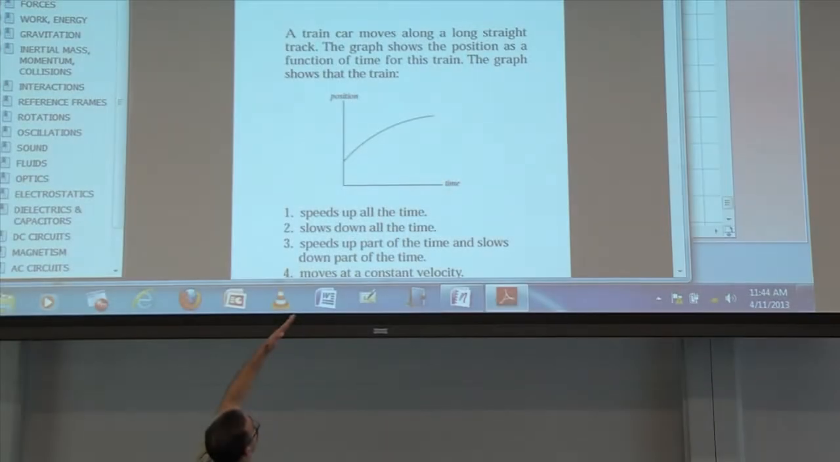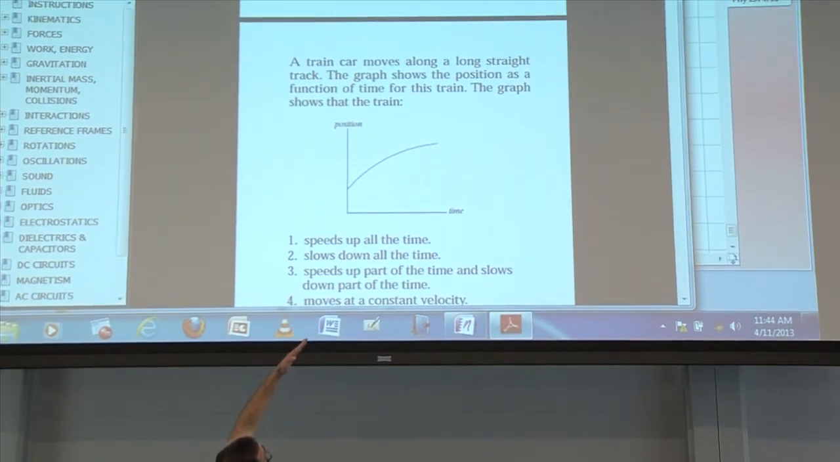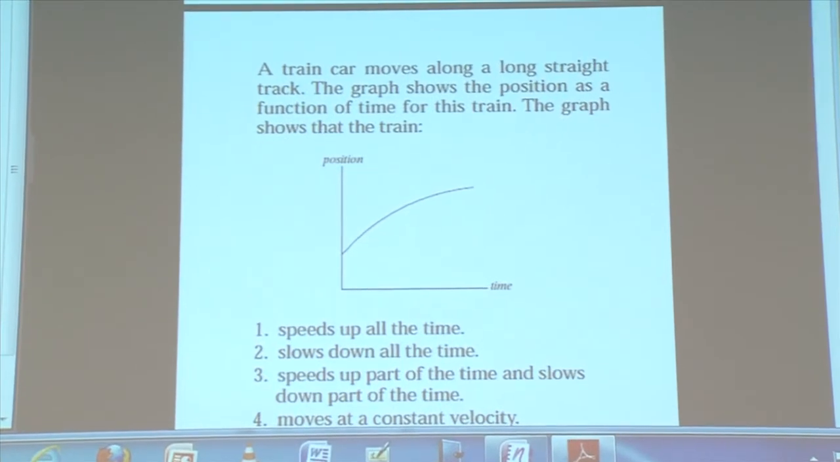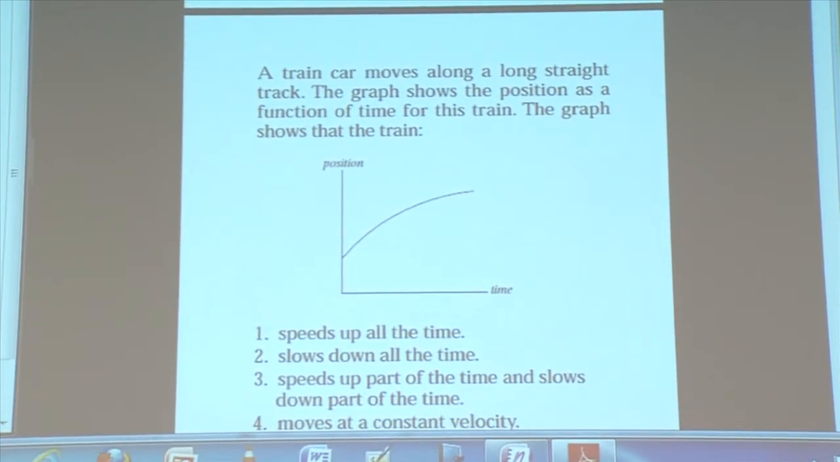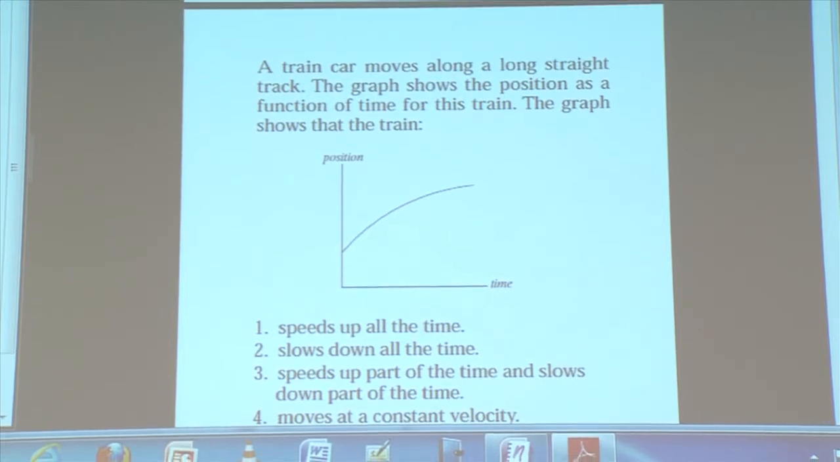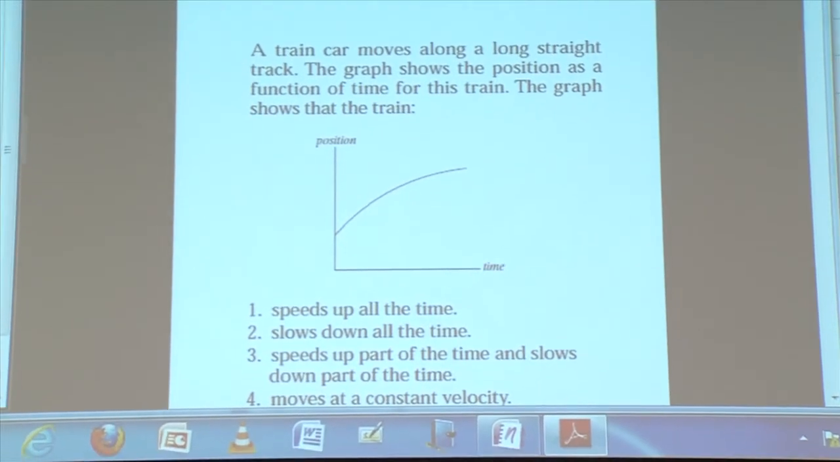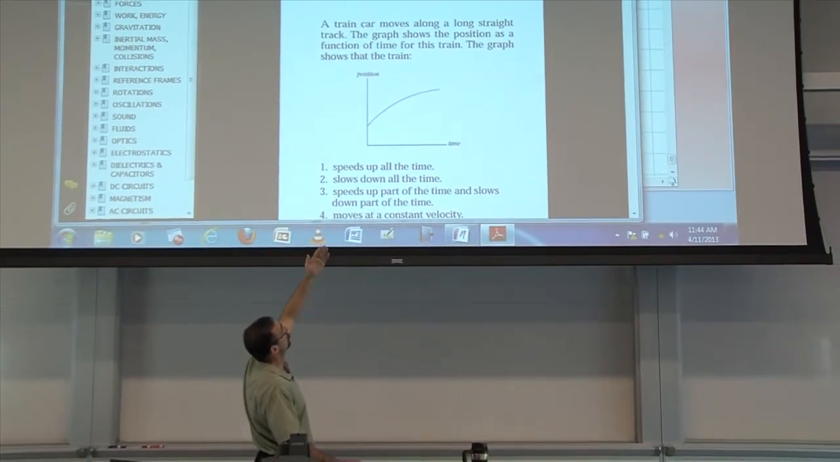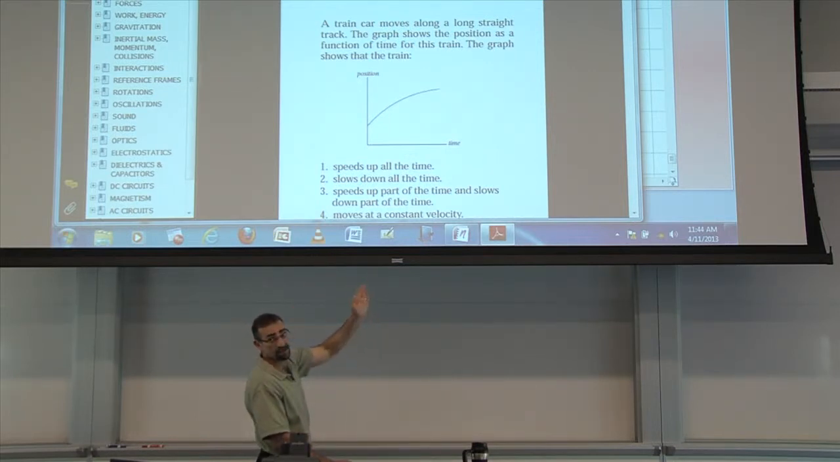Yeah. The slope at any given point, starting at t equals 0 and moving to the right, always gets smaller and smaller, the slope at any given point on that curve. And the slope is the instantaneous speed at that point. So the slope is getting less and less. And what is the slope? It's the change in position over the change in time, which is the velocity. So the velocity is getting less and less as time goes on.